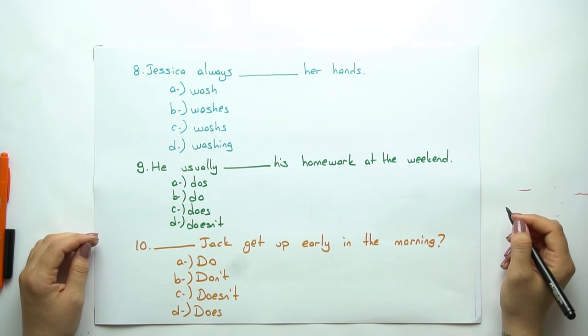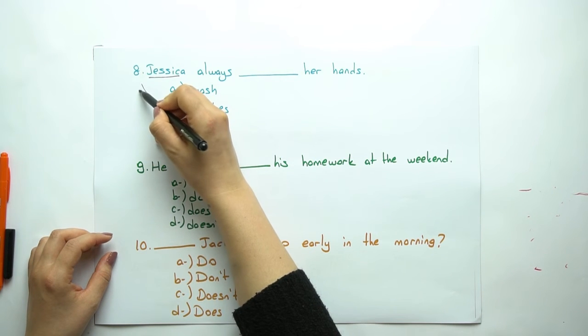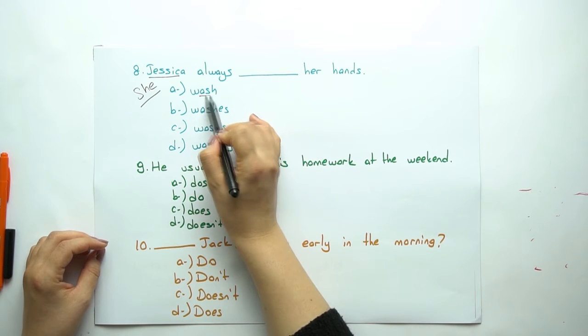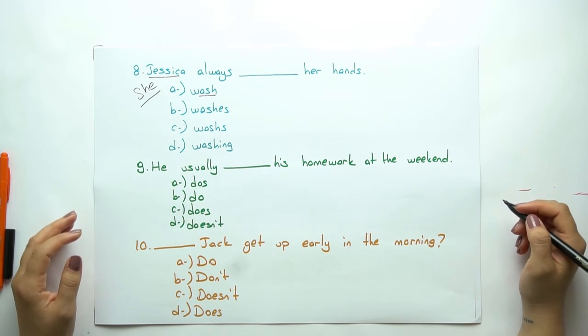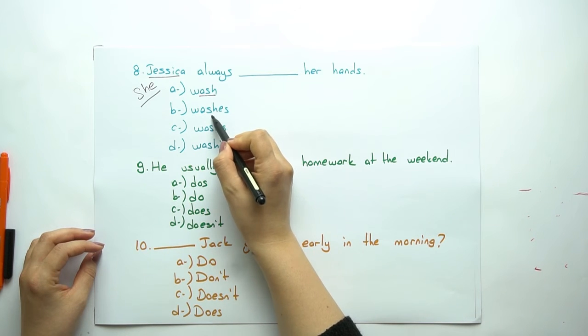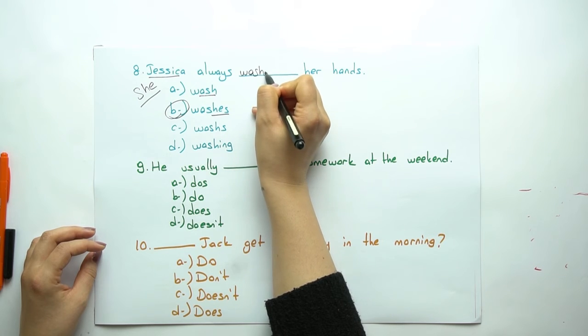8. Jessica always. Again, Jessica is a girl, so we say she. First one, wash. Is it true for Jessica? No, because we need to add s to the verb. Second one, it says washes. So our answer is washes.